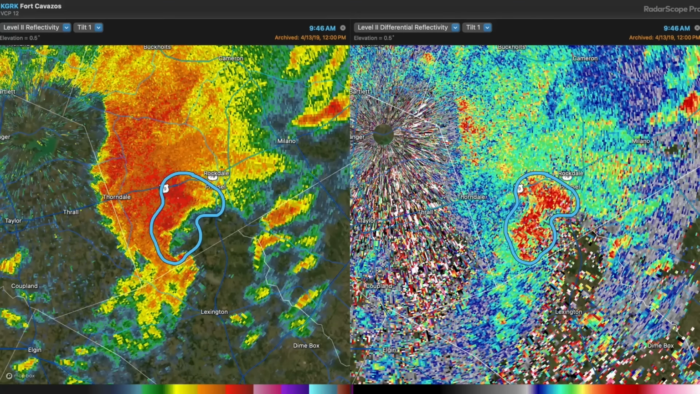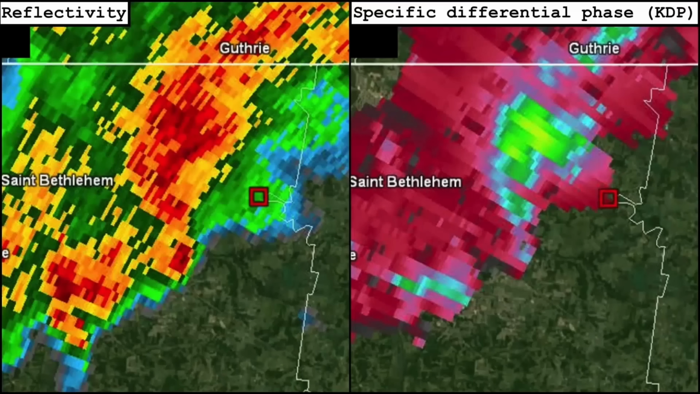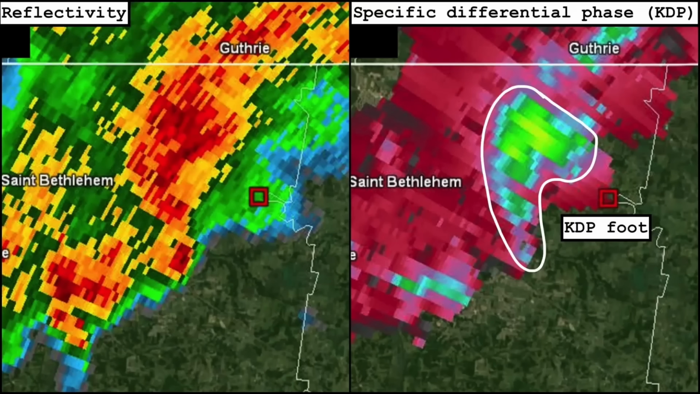The development of a ZDR arc can signal that a storm is experiencing increasing storm relative helicity and potentially greater streamwise vorticity ingestion, both precursors to tornado production. In addition, the separation between the ZDR arc and a feature called a KDP foot can indicate that tornado genesis is imminent.